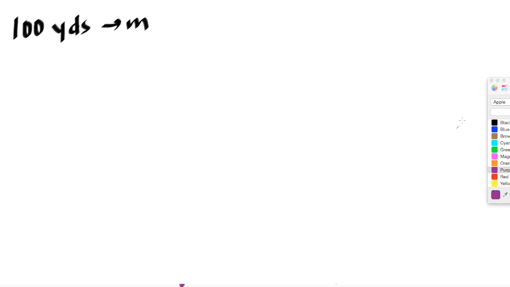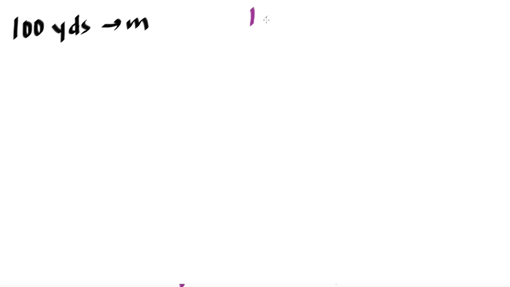We have 100 yards to a certain number of meters. So we need to go to our table, to page 26, and let's see what we have. We need to go to length, yards to meters.